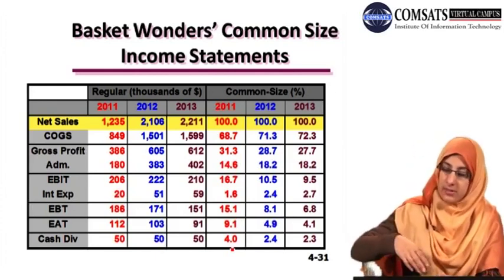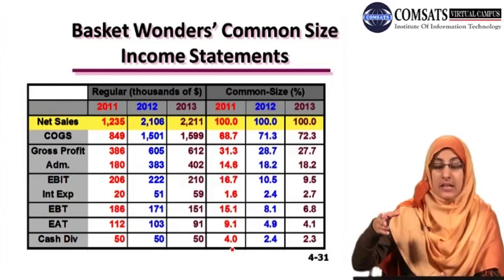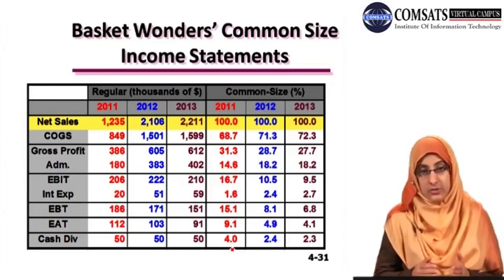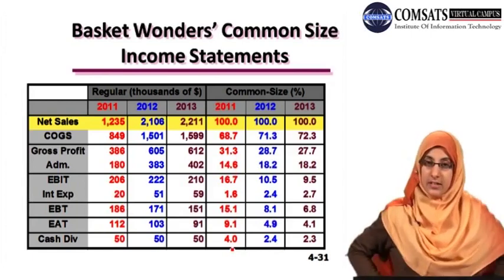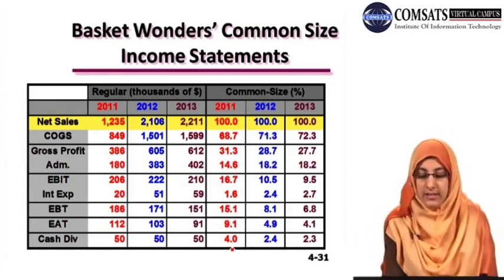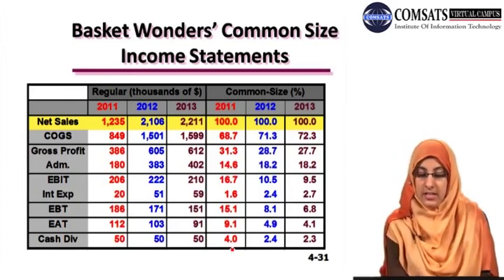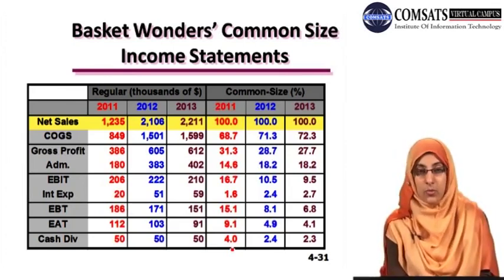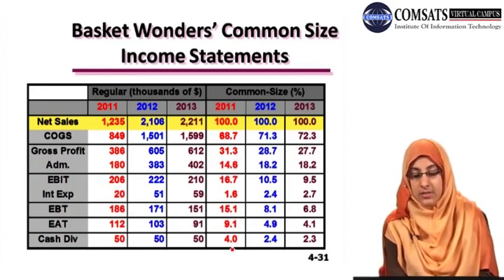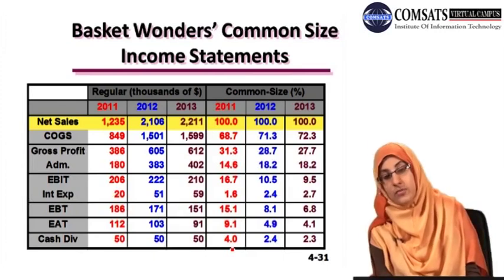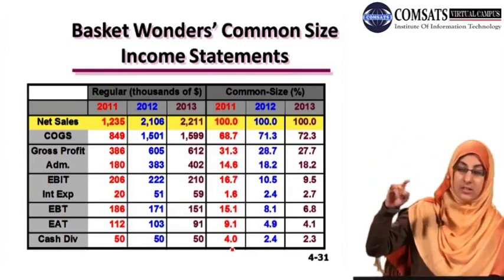Similarly, we use the same process for 2013, where we divide each and every item with your net sales. So it is kind of a trend analysis. We have a different trend for different years. For cost of goods sold, we have 68.7, then 71.3, then 72.3% for 2013. It is an increasing trend.